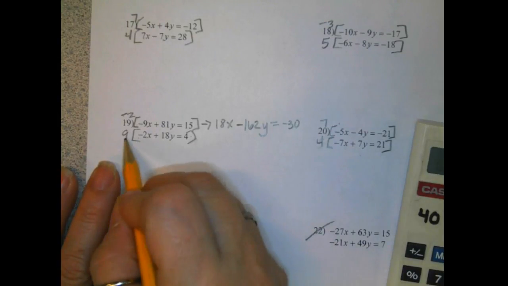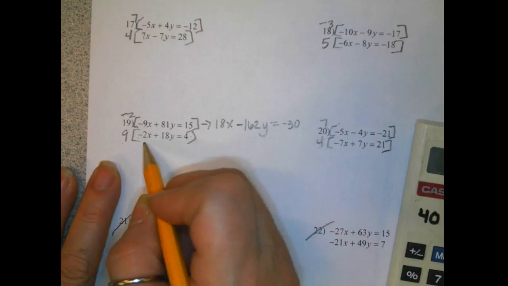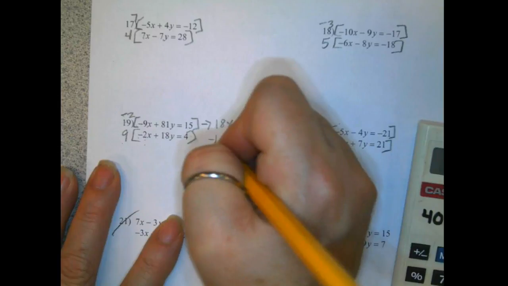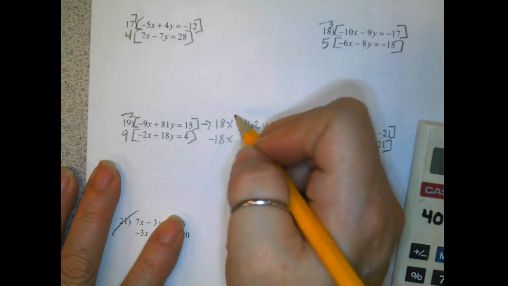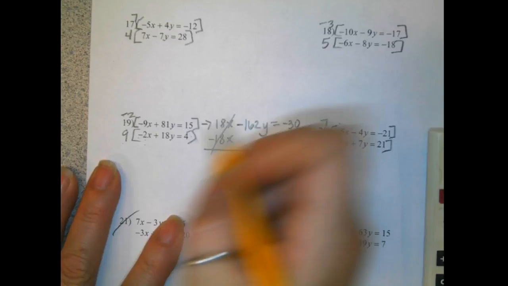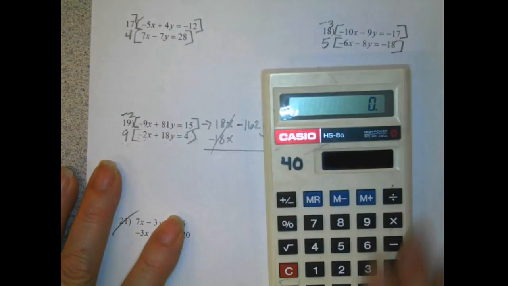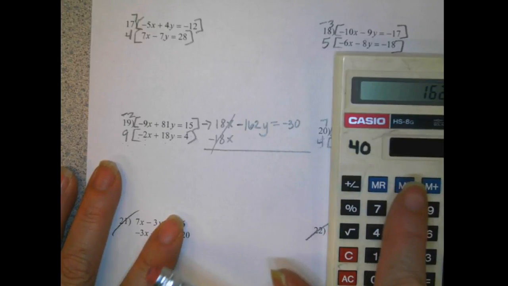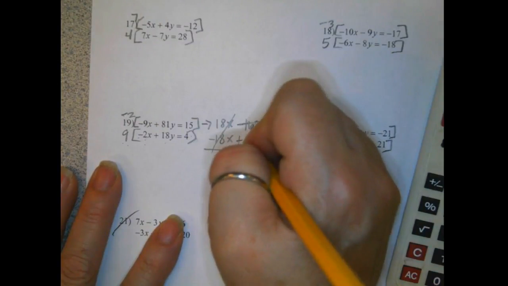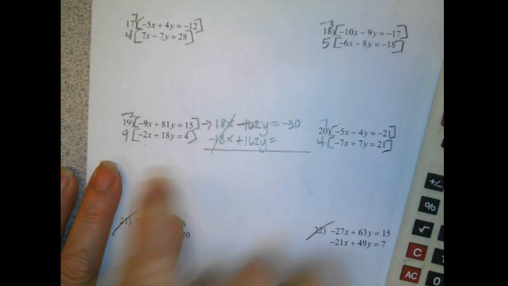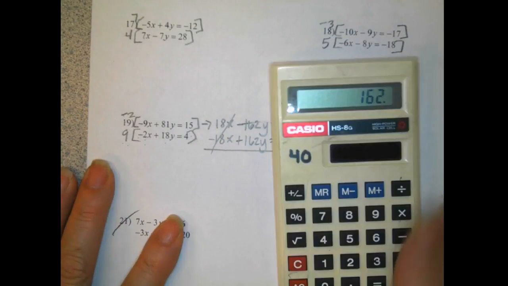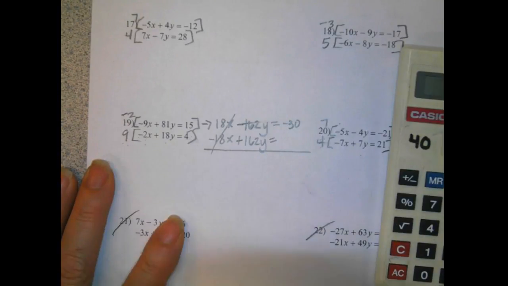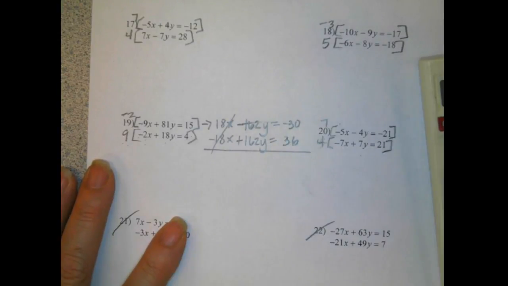So again, positive 9 times a negative 2 is going to give me a negative 18x. That's what I'm eliminating, right? 9 times 18, I don't know that. I'm going to go ahead and multiply it in my calculator. I have a positive 162y. What's 9 times 4? And they're both positive, so my answer is going to be a positive 36.